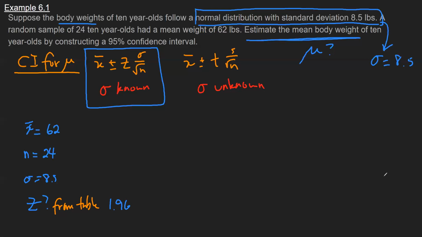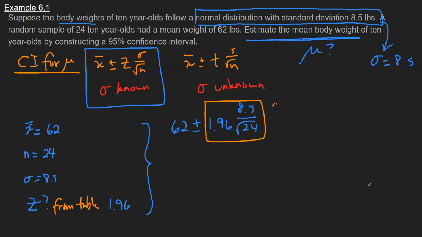Once you have all four, now I can just substitute it into my confidence interval formula. So x bar again is 62. I've got this plus or minus the z-score, my known sigma, and the sample size. Another thing I'll highlight right now too is this part to the right of your plus or minus. Well, that is your margin of error.